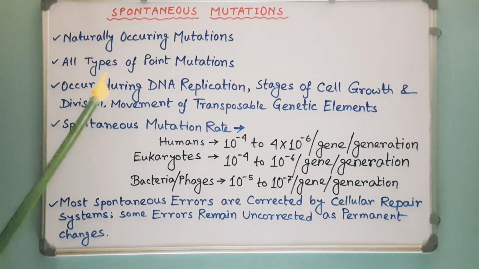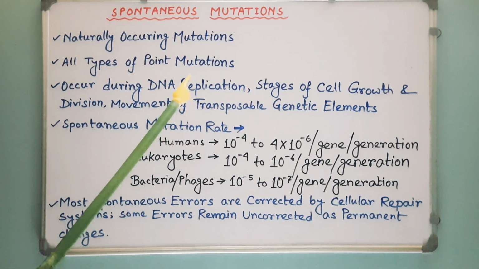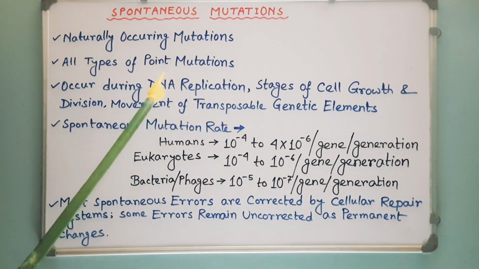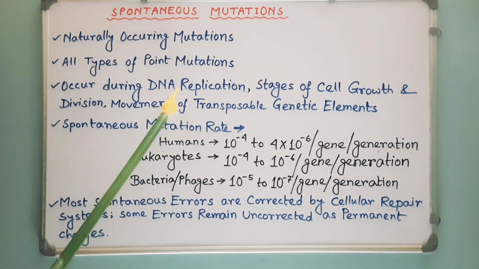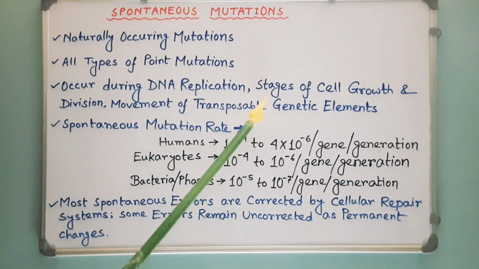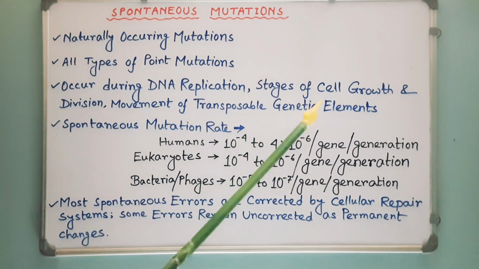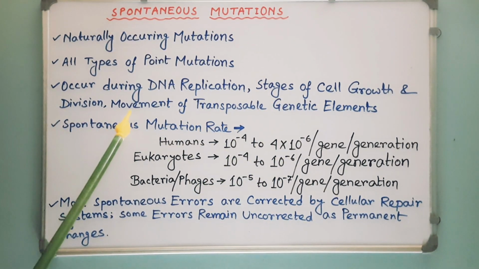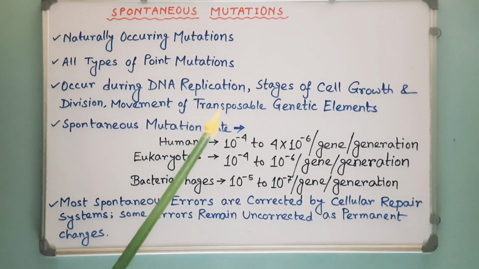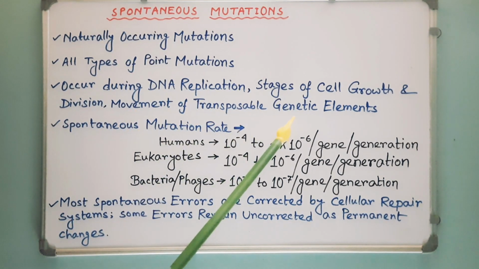All types of point mutations occur spontaneously. Spontaneous mutations can occur during DNA replication as well as during other stages of cell growth and division. They also can result from the movement of transposable genetic elements.